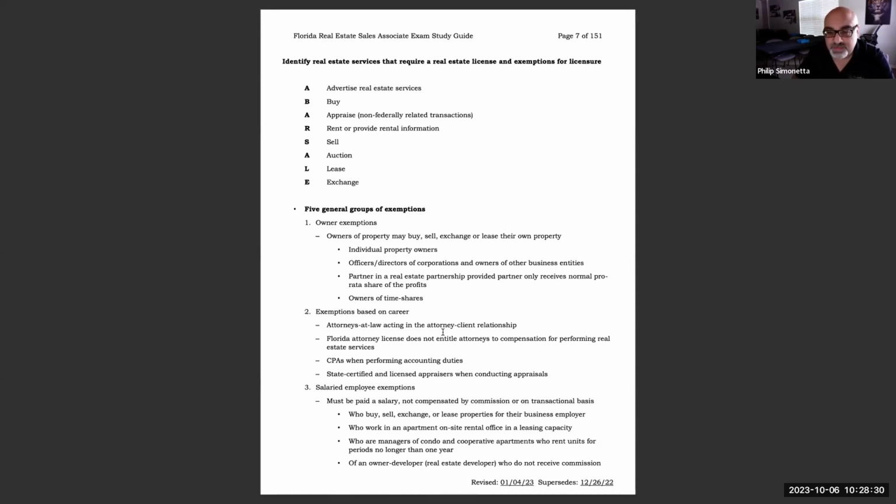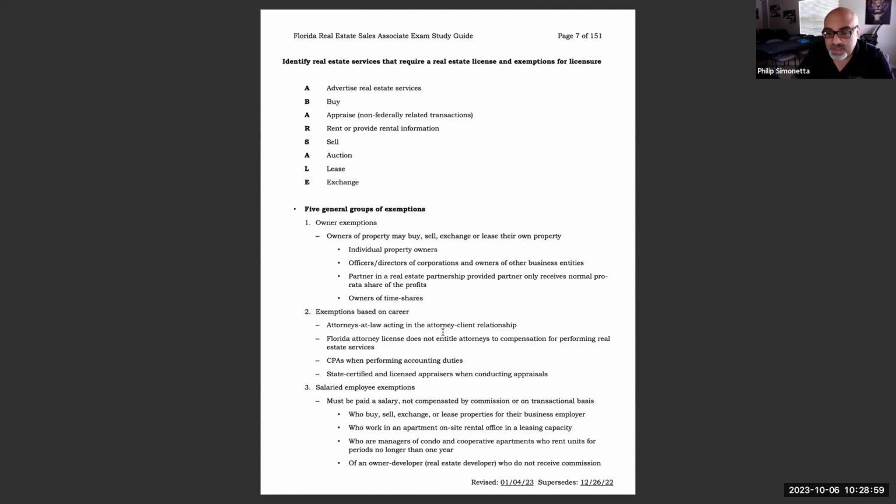Now let's look at exemptions based on careers. Okay, so attorneys at law acting in the attorney-client relationship. A Florida attorney license does not entitle attorneys to compensation for performing real estate services. They can perform them, but they can't charge for those real estate services if they're not licensed. A CPA, when performing accounting duties. State certified and licensed appraisers when conducting appraisals.